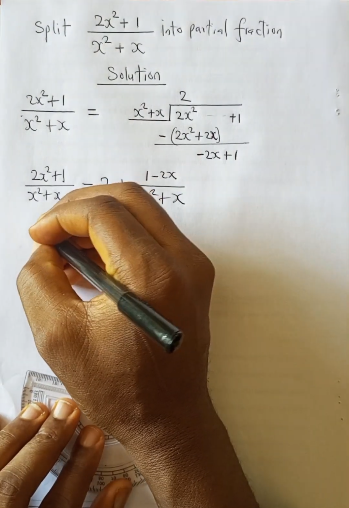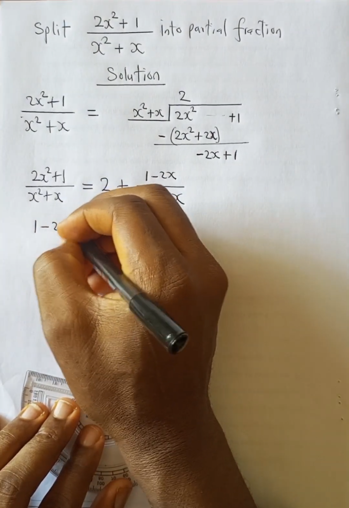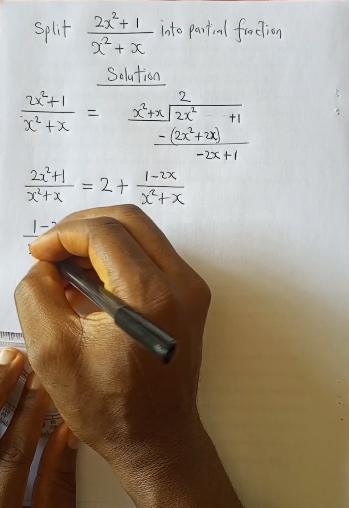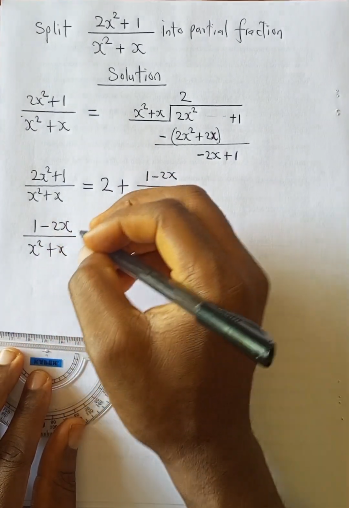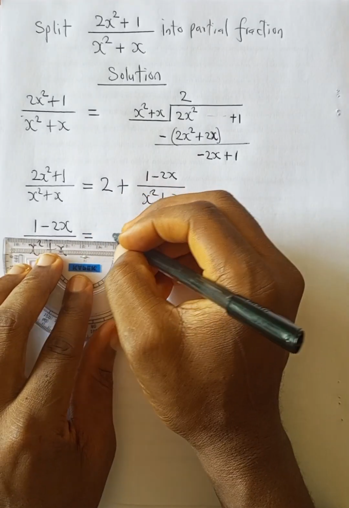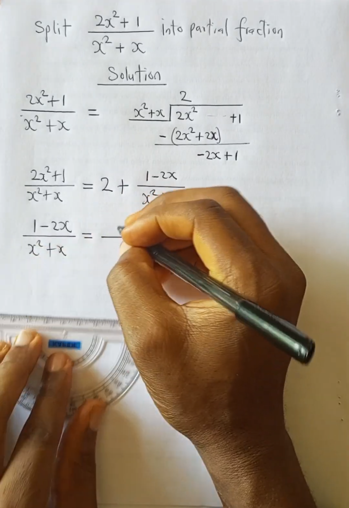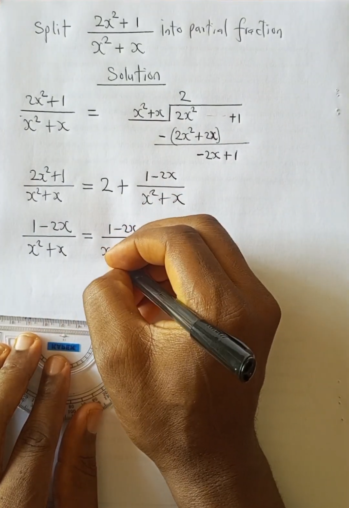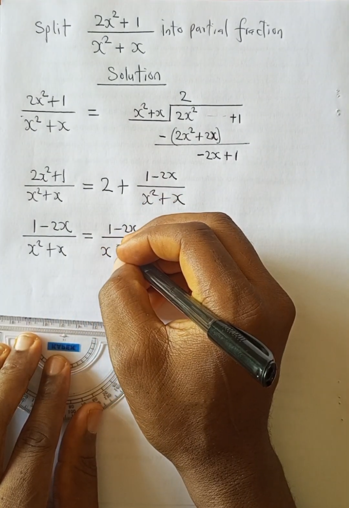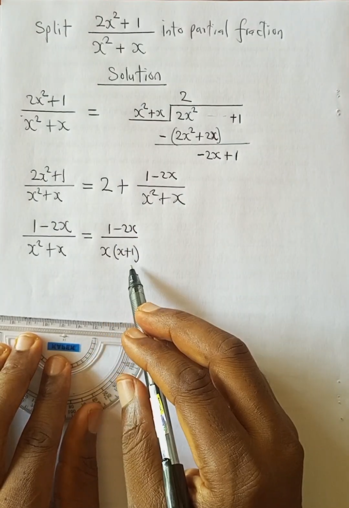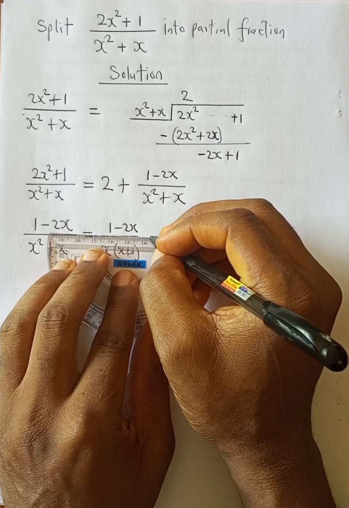So this is 1 minus 2x over s squared plus x, which is the same thing as, let's rewrite it as 1 minus 2s over s times s plus 1. If we factor s outside, what will remain? It will remain s plus 1. Then you know what we'll do with this now. We've done it. That is our first class.